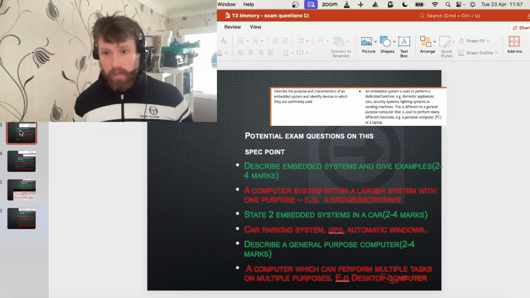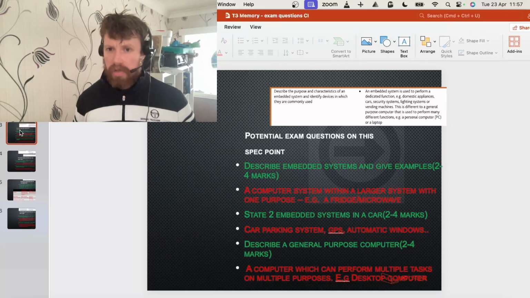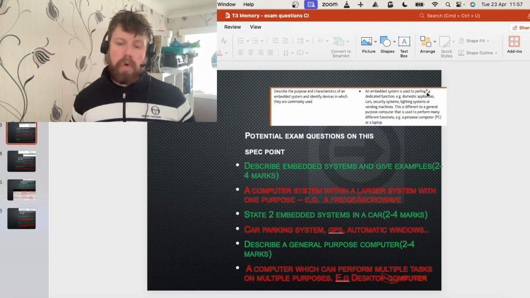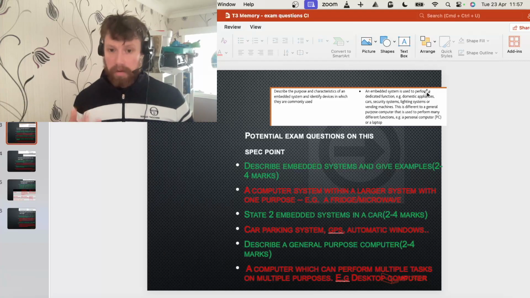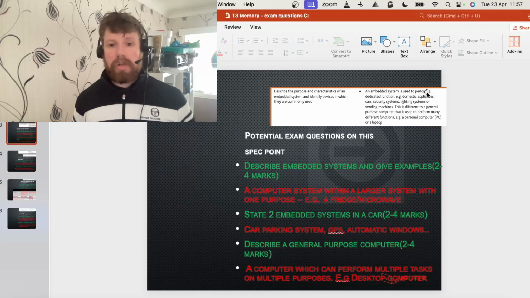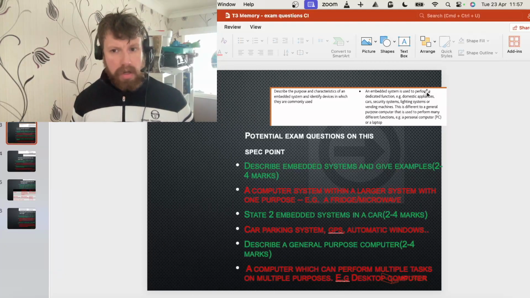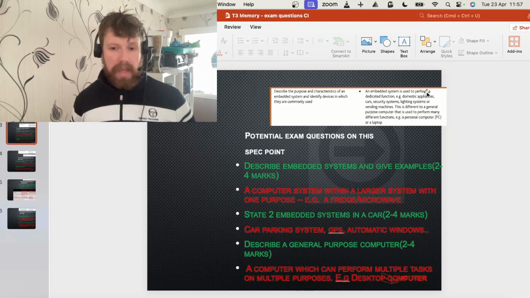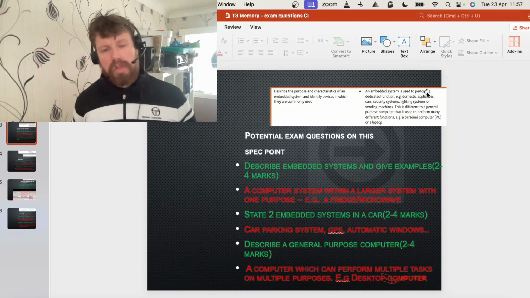As you can see on the next spec point, it's also talking about how it may give you a particular situation to do with a car, a security system, or a lighting system. So we need to be able to apply the definition of embedded systems to these particular scenarios. In a car, you've got a parking system, GPS, and automated windows. If you think about some of the other ones as well, they're just little computer systems that do smaller activities in there.